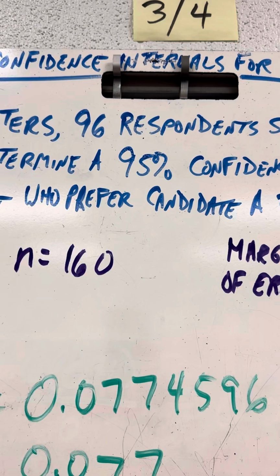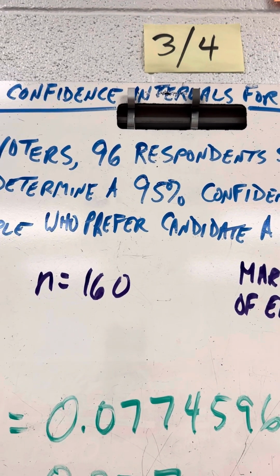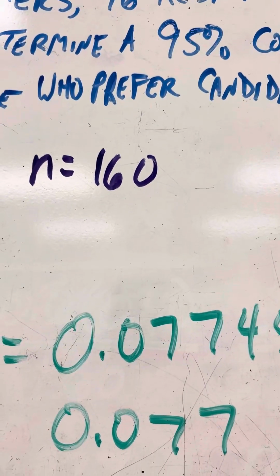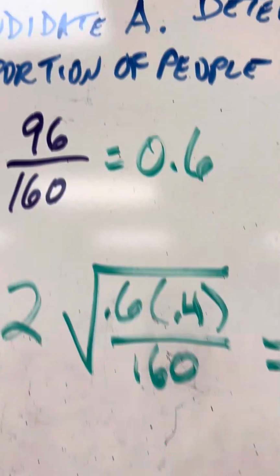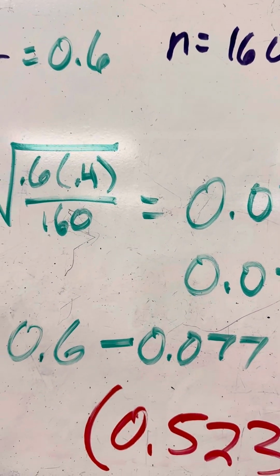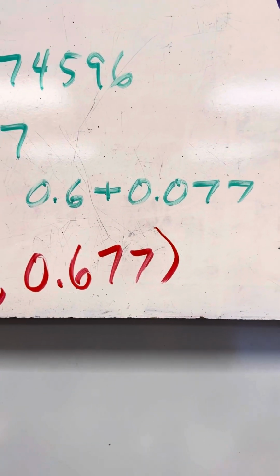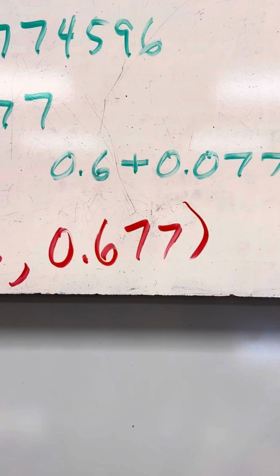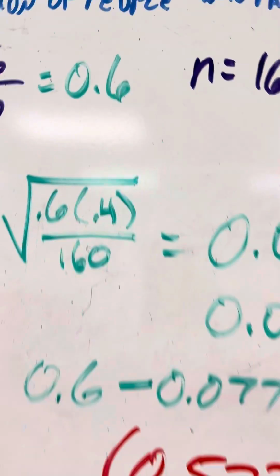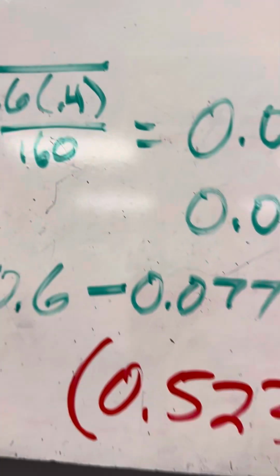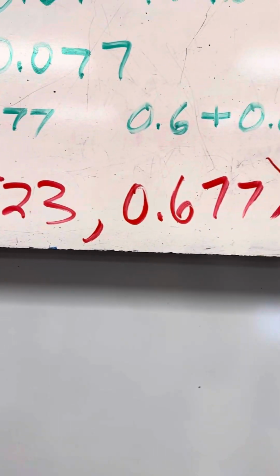That gives me 0.0774596 and so on. To the nearest 1,000, that's 0.077. So for the confidence interval, all you have to do is take this 0.6 and go minus 0.077, which is 0.523, and 0.6 plus 0.077, which is 0.677. Okay, that's your confidence interval. With this number being kind of the middle, you go plus and minus this number that you calculated: 0.523, 0.677.